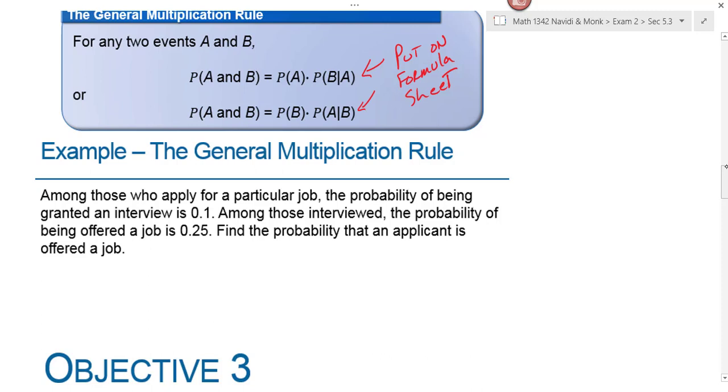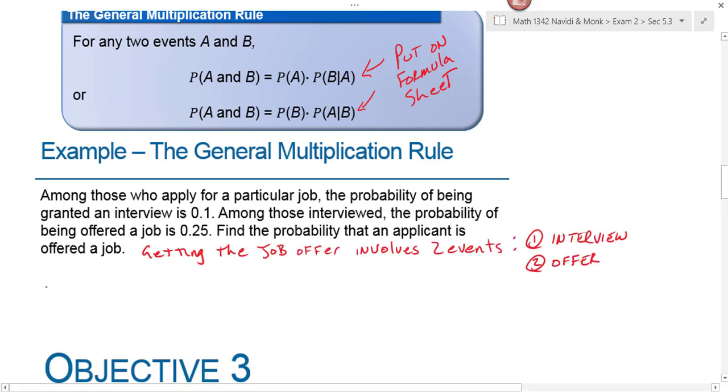So getting a job offer involves two events, an interview and the offer. So one way I could write this is the probability of getting an offer means that you got interviewed and you got the offer, because you can't get the offer without being interviewed. So that's going to be equal to the probability of getting the interview times the probability that you get the offer given that you interviewed. That's writing this out using words. Does that make sense? Well, we were told in the problem that the probability of getting the interview to begin with is 0.1.